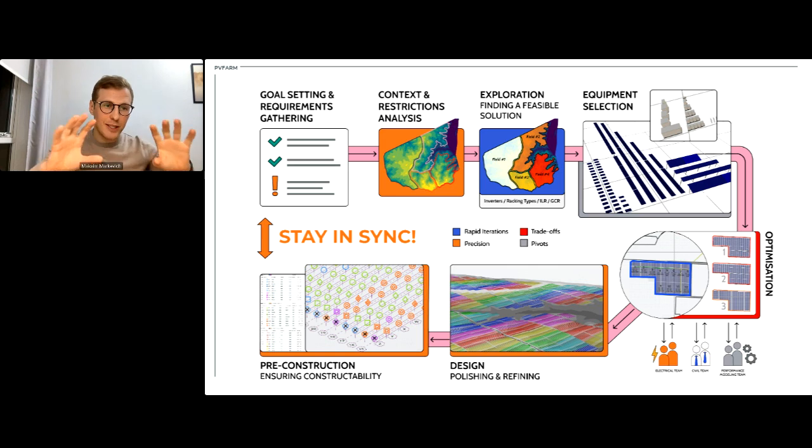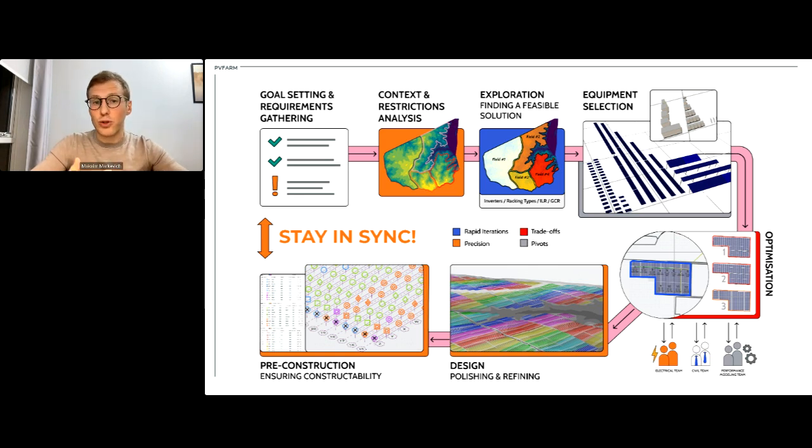So this is our scheme on how layout evolves. It's custom. We have a formal scheme with request for proposal, pursuit, design 10%, 30%, 60%, 90%, IFC, construction. That's a good one. But we just wanted to think about it from a layout perspective. From a layout perspective, there are 7 steps. First one, goal setting and requirements gathering. Second one, context and restrictions analysis. The third one, exploration, meaning finding a feasible solution or direction.